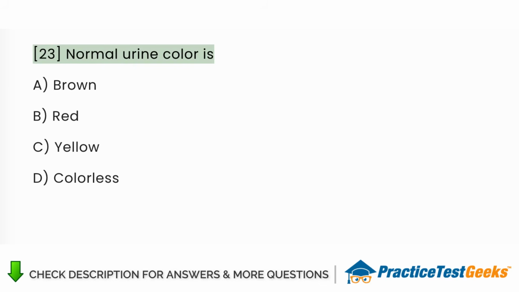Normal urine color is A. Brown. B. Red. C. Yellow. D. Colorless.